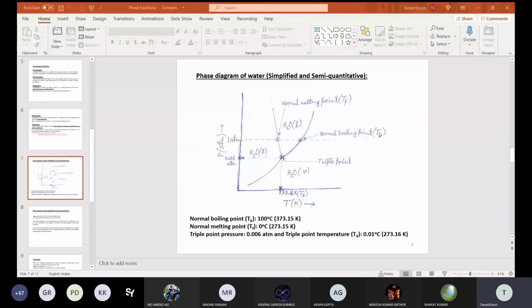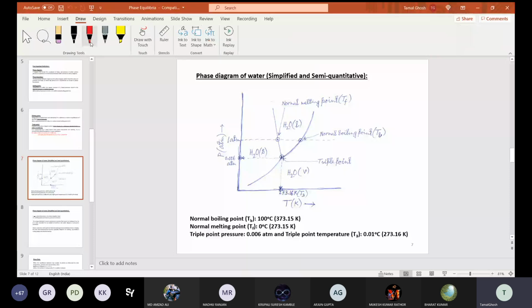Okay, now we are going to consider the phase diagram. This is the simplified and semi-quantitative phase diagram we are going to consider. So two things are there. It is simplified and semi-quantitative.